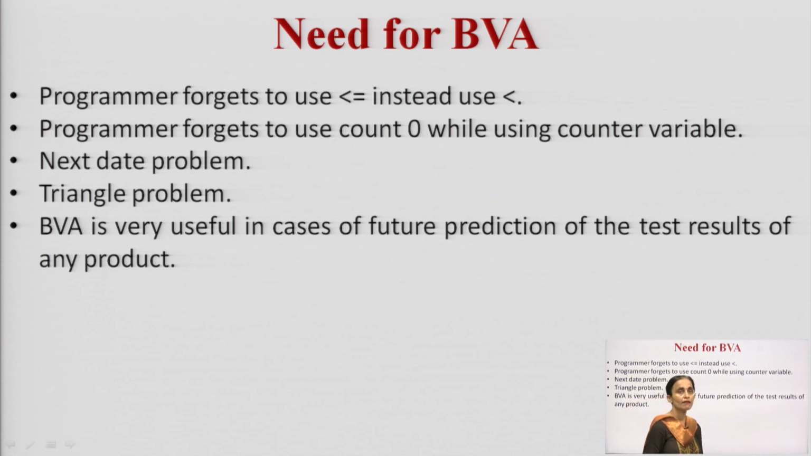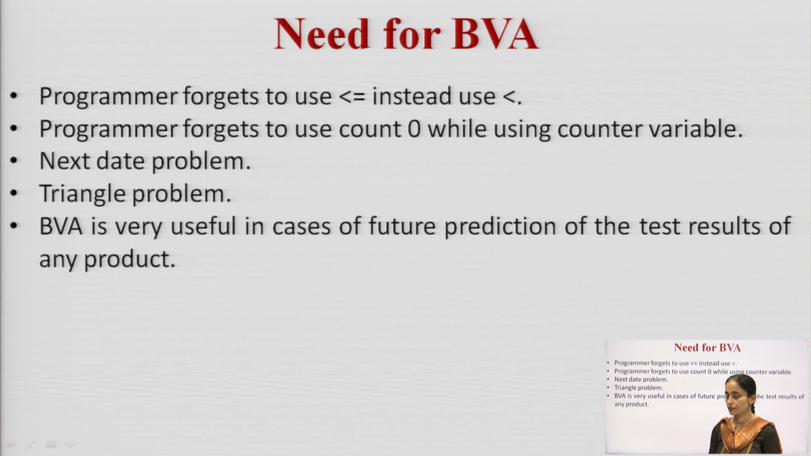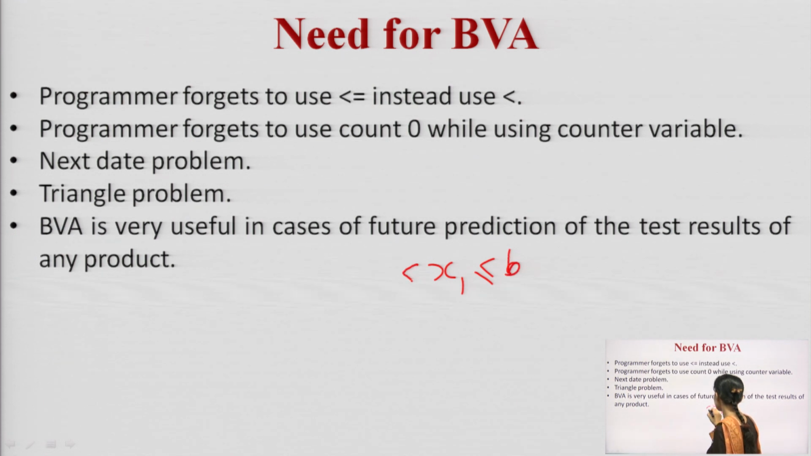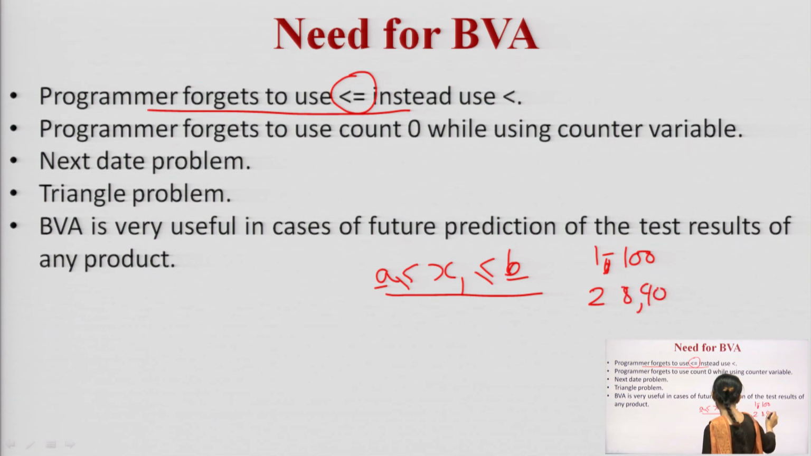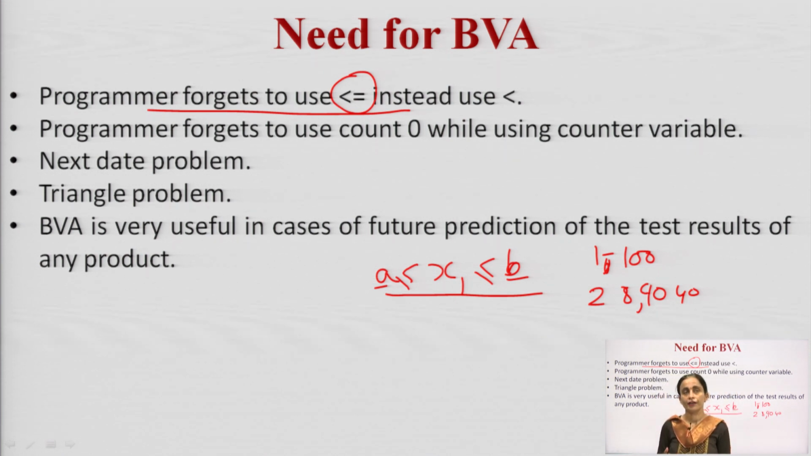So, the next question comes: why is there a need for doing this boundary value analysis? Because when I say x1 ranges between a to b, the common mistake the programmer makes is forgetting to use less than or equal to and using less than only. The software is never checked for the values at a and b. Suppose I have defined 1 to 100. I will just check whether my software behaves for 8, 90, 40 and all random values. I will simply forget to check the behavior of the software at 1 and at 100. So, that is the need.